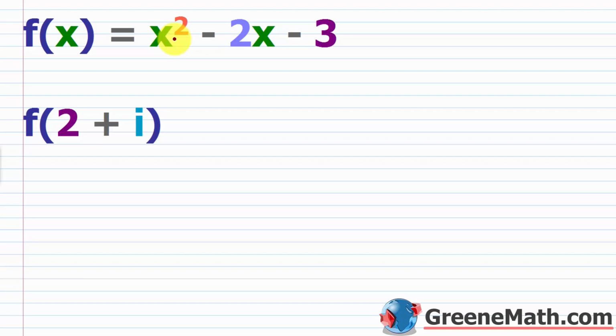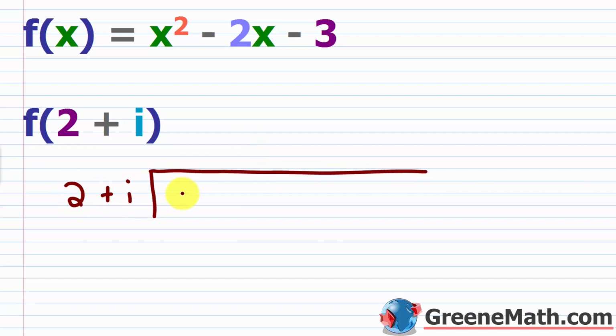We've already seen this earlier in the course, so I'm confident that you can get through this. So suppose we had f of x equals x squared minus 2x minus 3. We want to find f of 2 plus i, okay? So again, you just set this up the same way. So you put 2 plus i over here. Grab your coefficients. So you have a 1, you have a negative 2, and a negative 3.